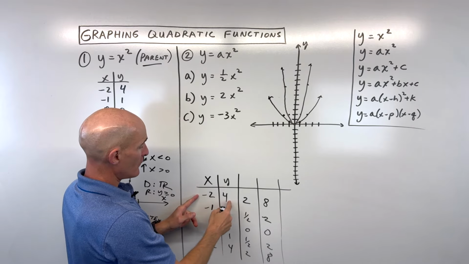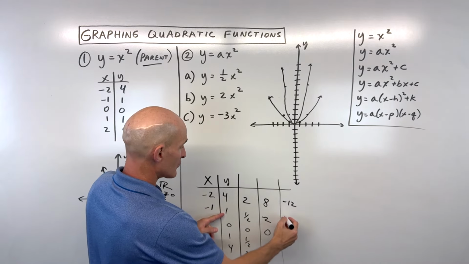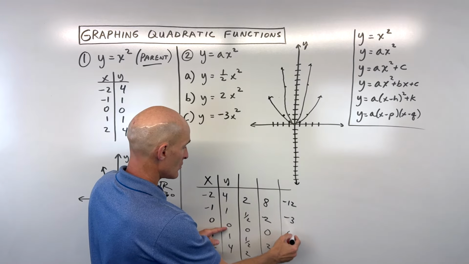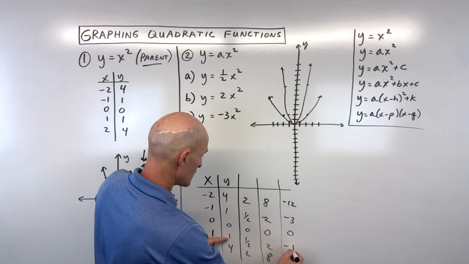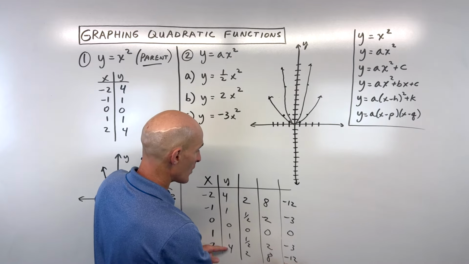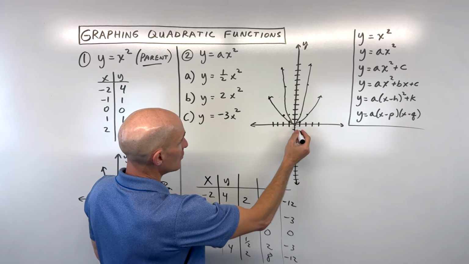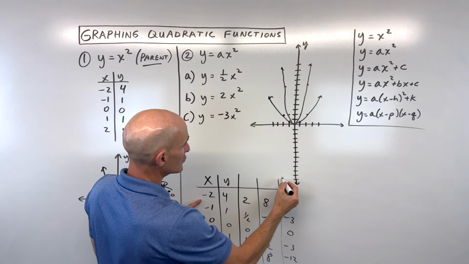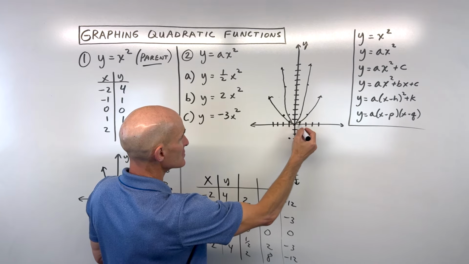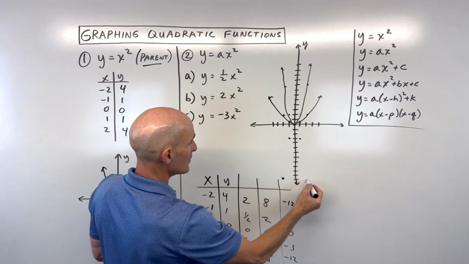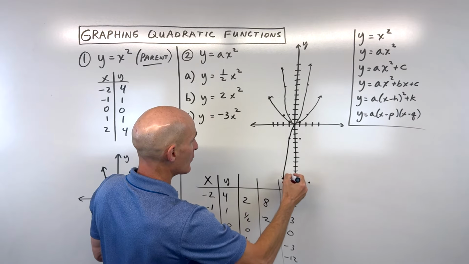So 4 times negative 3 would be negative 12. 1 times negative 3 is negative 3. 0 times 0, okay, 0. And then 1 times negative 3 is negative 3. And 4 times negative 3 is negative 12. So we're going to graph these two columns. So negative 2, negative 12 would be left 2, down 12. Negative 1, negative 3 right here. 0, 0, 1, negative 3, 2, negative 12 down here. And again, you can see it's opening downward.